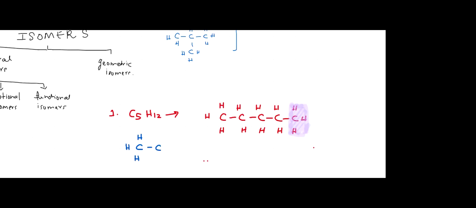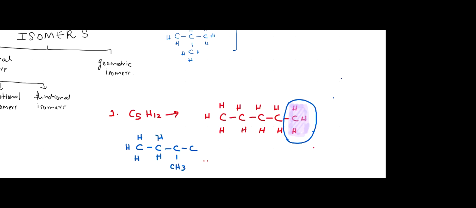So 1, 2, 3. Now I can take this last carbon atom and I need to put it somewhere in the middle, not towards the end. I can't put it over here. No. I'll explain why. It has to be somewhere in the middle. So I can put it over here. And then we draw the remaining hydrogen.